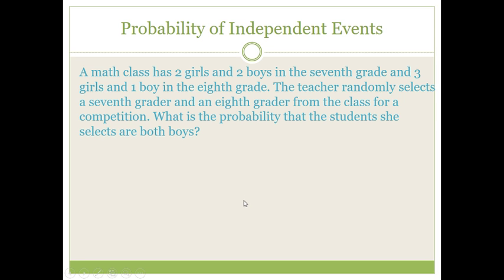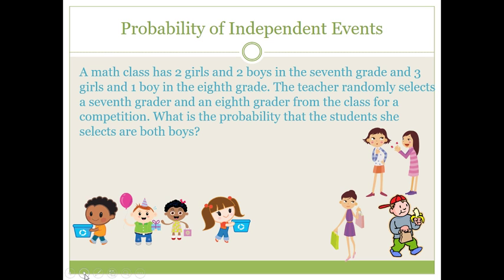Now what's the probability that we pick a boy? Well, how many boys are there? So I'm going to count up all the number of boys. That's the number of ways that I could pick a boy, because that's how many boys there are total. In this case there's 2 in the 7th grade, so there's 2. And then there's only 1 in the 8th, so 2 plus 1 is 3.